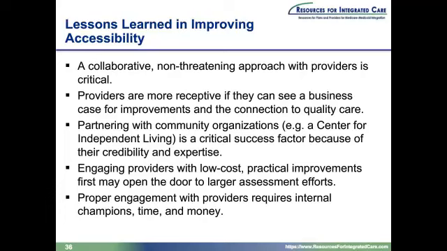And then finally, we had to understand that proper engagement with providers really required internal champions within their office and required their time and their money. And that limitation is very real, and it's often very limited. And I would argue this is where outside funding and perhaps foundation funding can assist with the effort. Next slide.